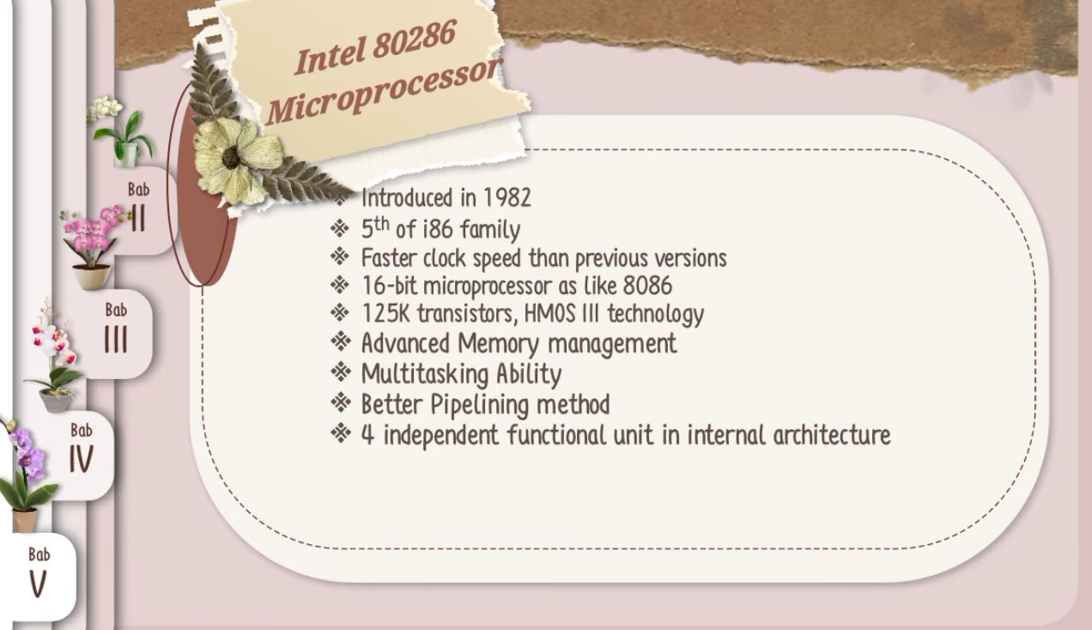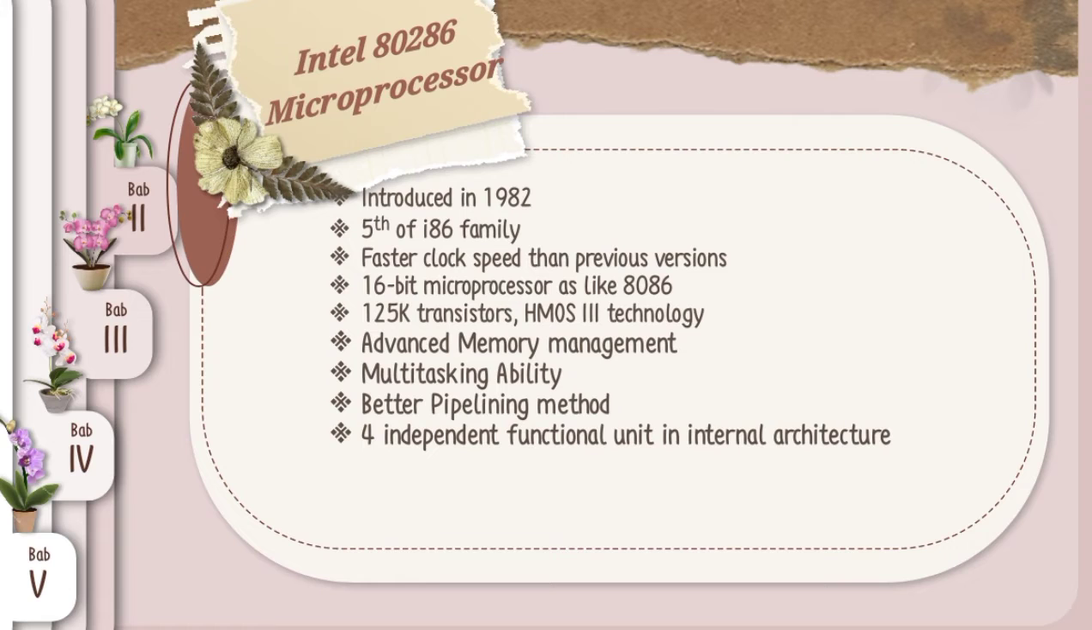It is the fifth x86 family, and this one has a faster clock speed than previous versions. Of course, in terms of speed, it should be faster than the previous one since it is more recent. Therefore, it is better compared to the previous microprocessors.